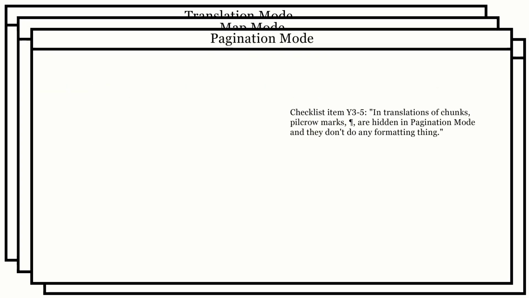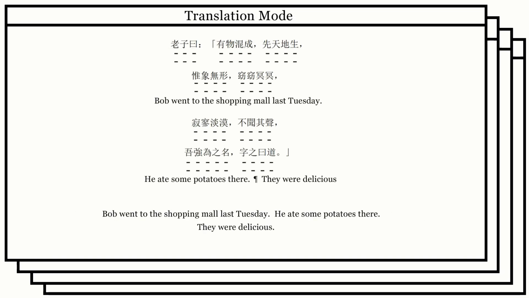Okay, checklist item 3-5. In translations of chunks, Pilcrow marks are hidden, and in pagination mode, they don't do any formatting thing. Recall, the Pilcrow marks are applied in chunk translations, but only determine where the paragraph breaks are in paragraph form. As pagination mode is for the lines and chunks form, it deals with the line breaks and the chunk breaks, but not the Pilcrows.